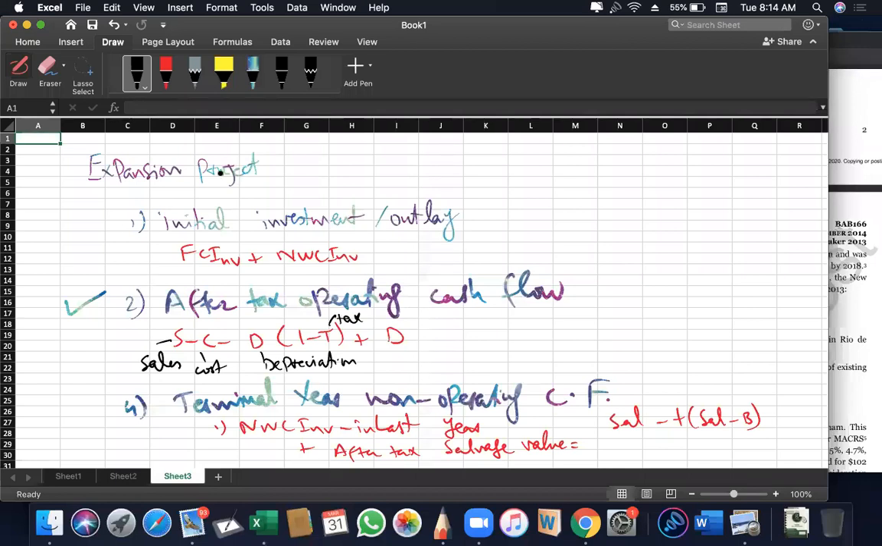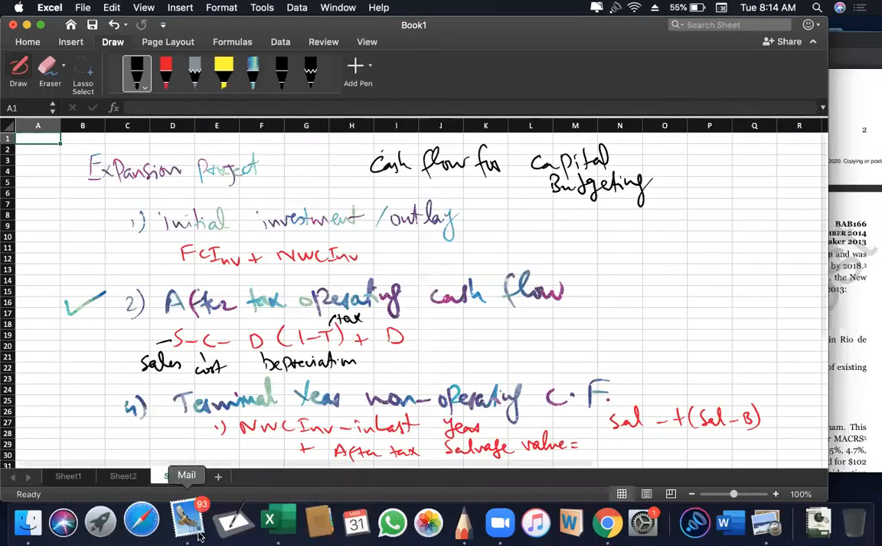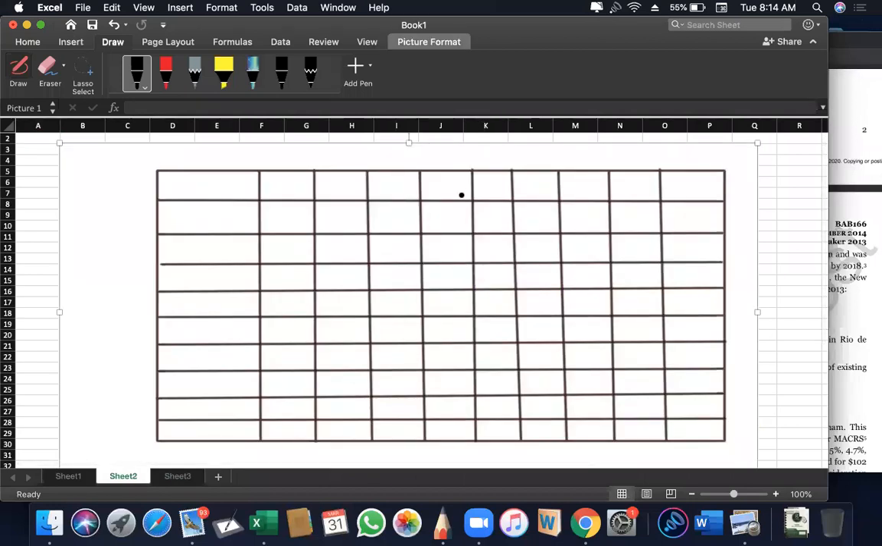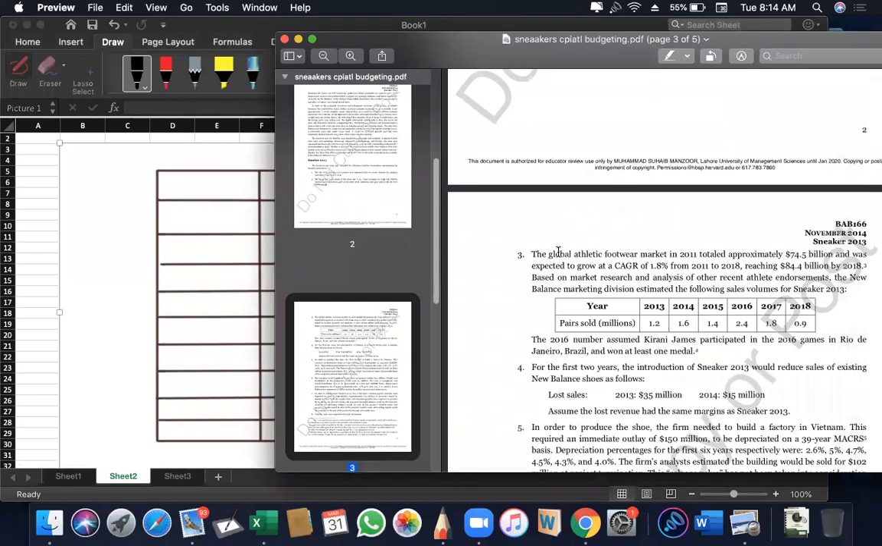So what is the objective here? We have to find the cash flows for capital budgeting. So we can apply the capital budgeting techniques, and we can check the feasibility of the project. So our formula is S minus C minus D into 1 minus T plus D. So first thing that I have to find is sales. So let's read the question.